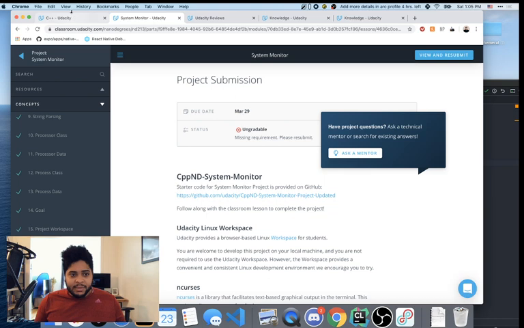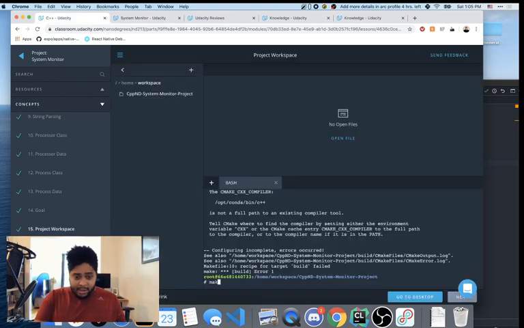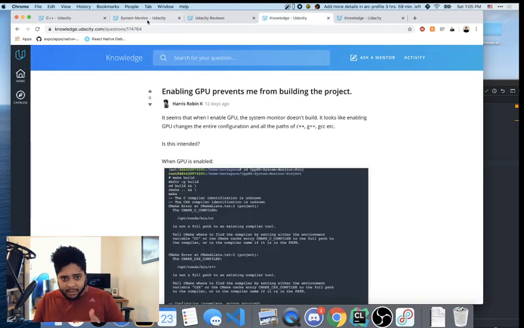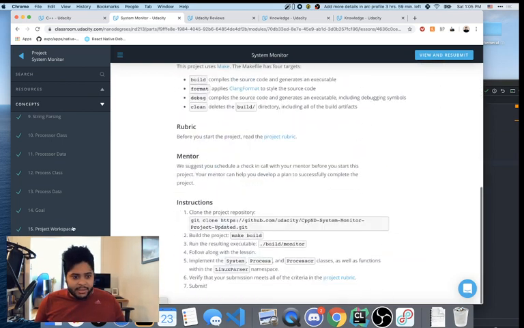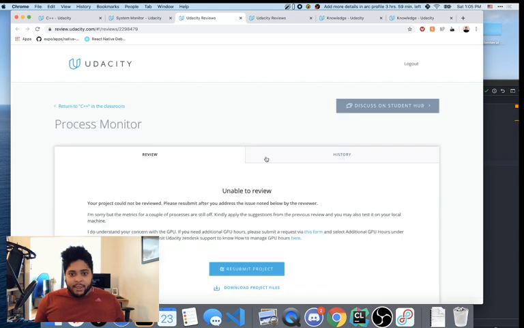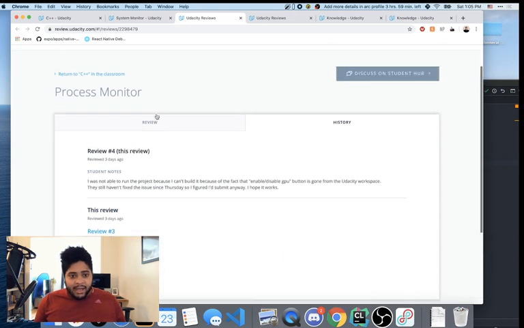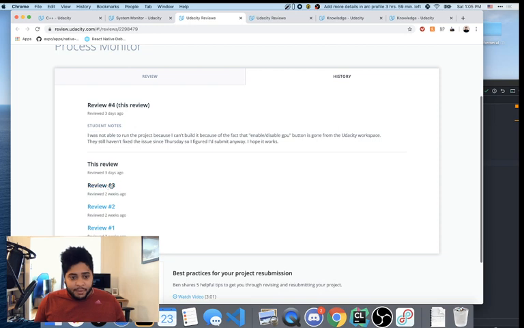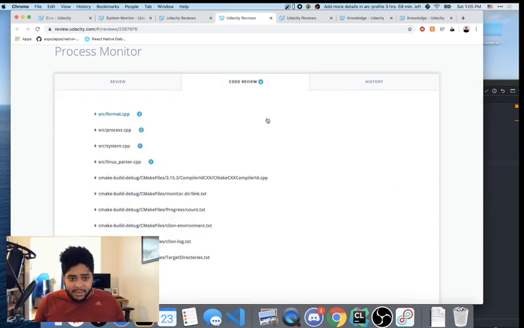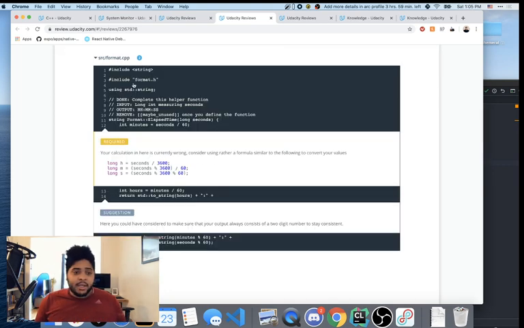Now the problem is that because I believe my workspace is constantly stuck in GPU mode, I basically cannot build my project at all. I've been struggling with the system monitor project, but I've been reviewing the feedback and addressing it as much as possible. The issue though is that if we look at the last review, I submitted my project and there were a few issues. I was told here, for example, your calculation here is currently wrong. Consider using rather a formula similar to the following, convert your values.